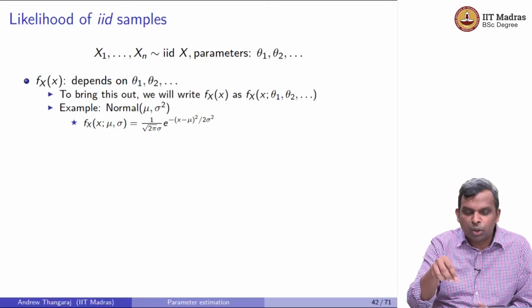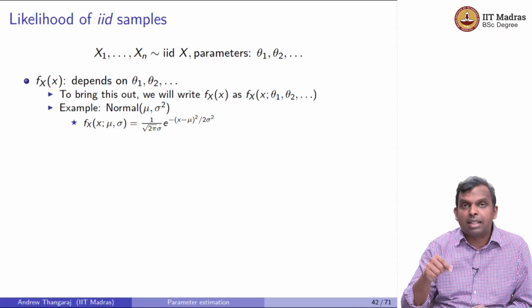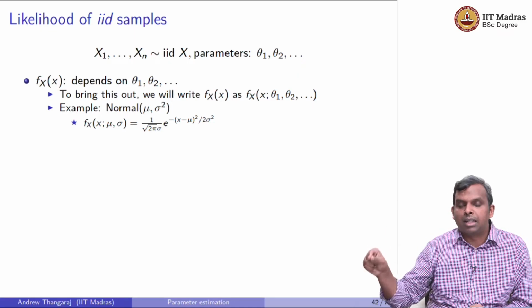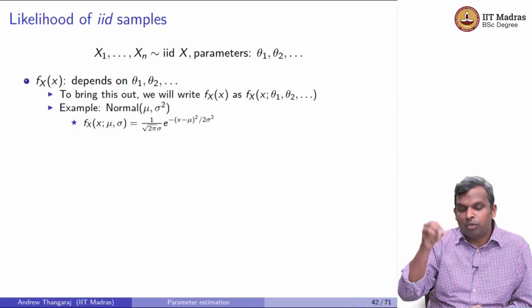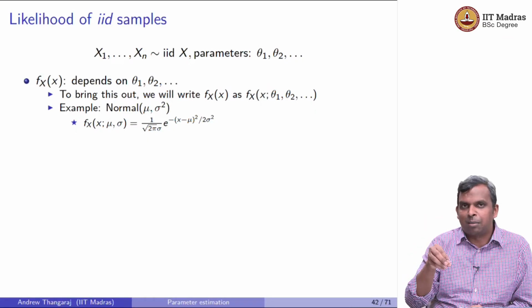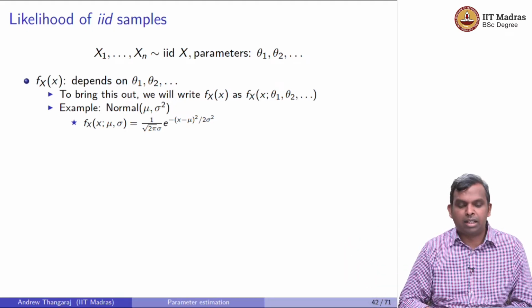To bring that into the notation, instead of just writing fx of x, I will write fx of x semicolon theta 1 comma theta 2, etc. Okay, so that notation brings out the fact the distribution depends on the variable x, the value of the distribution at that point x actually depends on the parameters theta 1, theta 2 in this fashion.